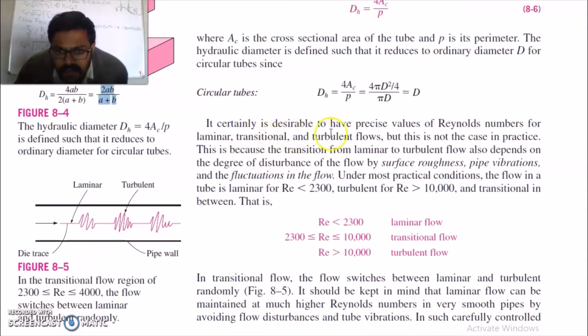So it is certainly desirable to have precise values of Reynolds number for laminar, transition and turbulent flows, but this is not the case in practice. This is because transition from laminar to turbulent flow also depends on degree of disturbance of flow by surface roughness, pipe vibrations and fluctuation in pipe. But under most practical conditions, the flow in tube is laminar if Reynolds number is less than 2300. If Reynolds number lies between 2300 and 10,000, it is the transitional flow, and if it is greater than 10,000, then it is called turbulent flow.